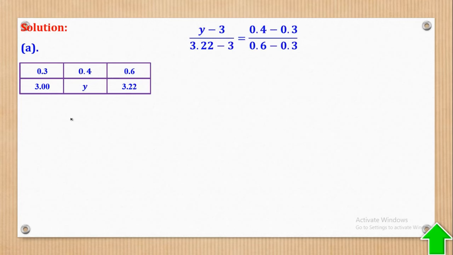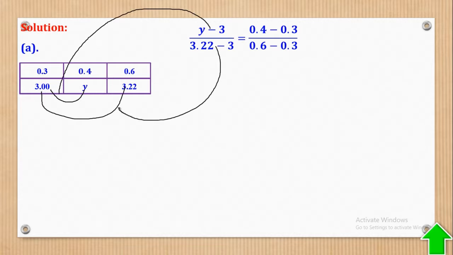For example, I'm going to say this. If you look at this value and this value and this value, it is this one which is smaller than this. So when you're getting the change in y, you're going to say this minus this divided by this minus this. That is why you see here y minus 3, and you see here 3.22 minus 3.